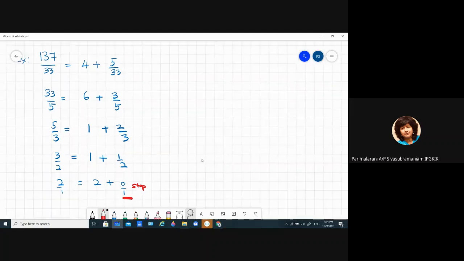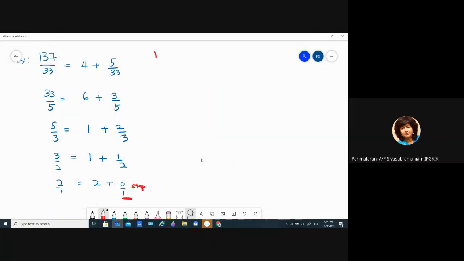Okay, so now how do we do the continued fraction? Let's start doing it now. 137 over 33. We know that this is equal to 4 plus 5 over 33. This is the whole number part and this is the fraction part. So we know that 5 over 33 is also equal to 1 over 33 over 5. Is this correct?